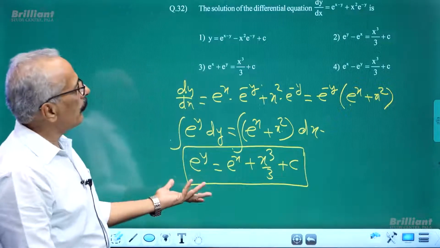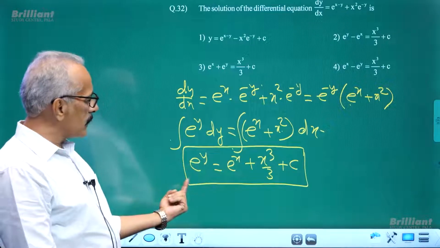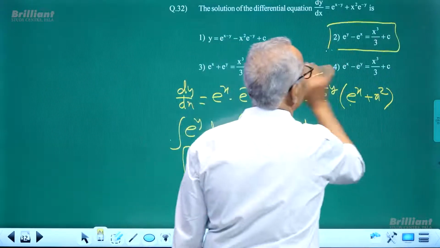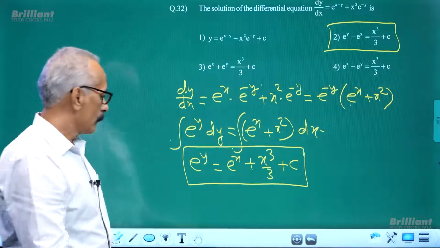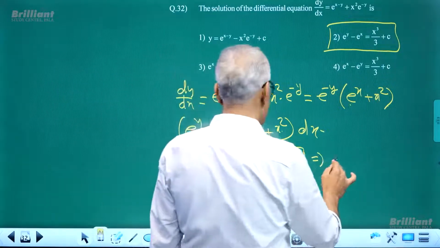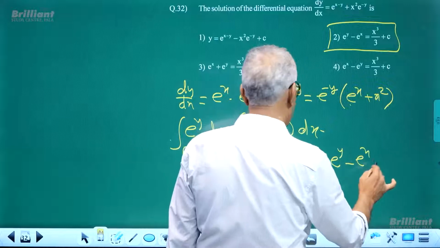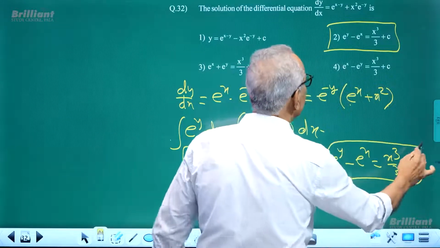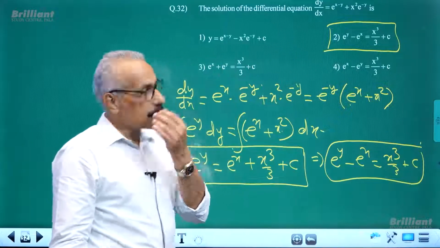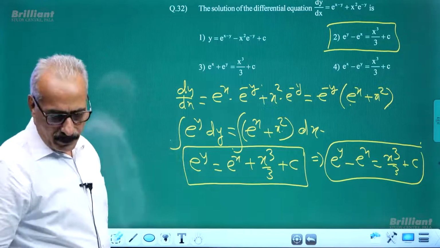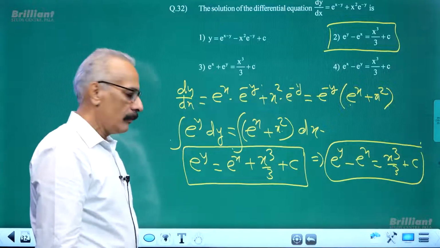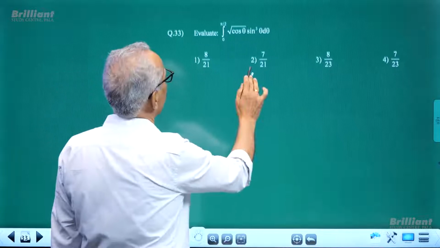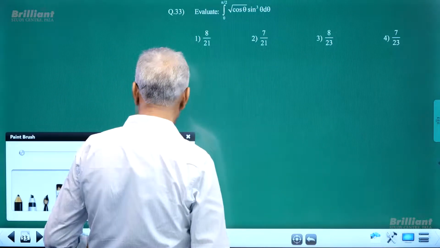ഇനി നിങ്ങൾക്ക് ഇഷ്ടം പോലെ എഴുതുക. e raised to y minus e raised to x is equal to x³ plus c. ഒറ്റ നോട്ടത്തിൽ ആൻസർ കഴിഞ്ഞു. Or this implies e raised to y minus e raised to x is equal to x³ plus c. Your answer. So the 32nd answer is 2. Okay. On to the next. Question number 33. Question number 33. Will do.